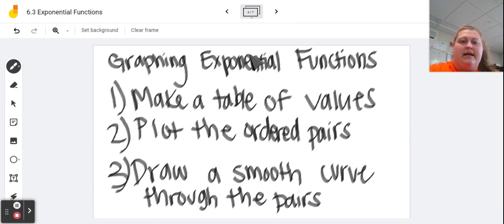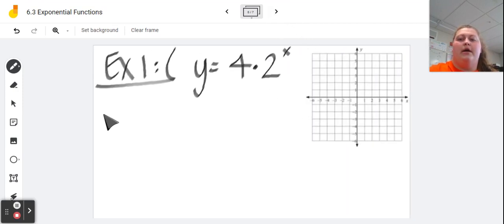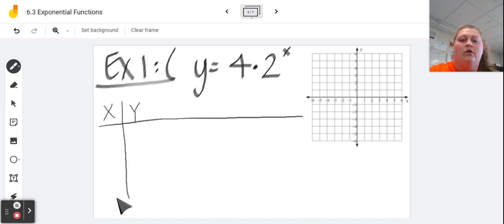All right, so graphing exponential functions. First, you're going to make a table of values. Next, you will plot the ordered pairs. And third, you will draw a smooth curve through the pairs of points. So your homework will have an equation, a graph, and then a table. On the table, it is up to you to fill in 4 points and then graph it. So I'm going to choose for this problem to use 0, 1, 2, and 3.